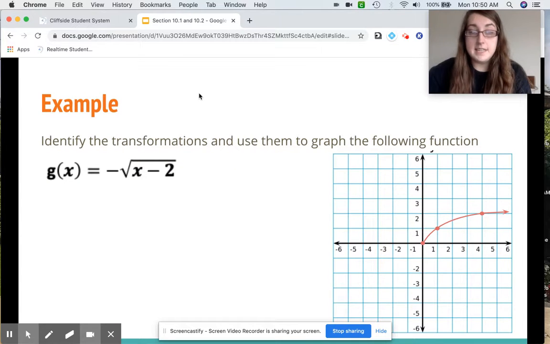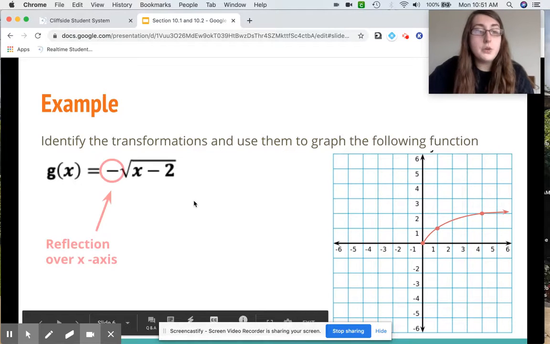So first example. Right now what I have here graphed is the parent function, just square root of x. What we're going to do is look at the transformations that are being applied to this function and how to graph it. So that negative sign indicates a reflection over the x-axis. So instead of it being the upwards curve, it's actually going to be a downwards curve.